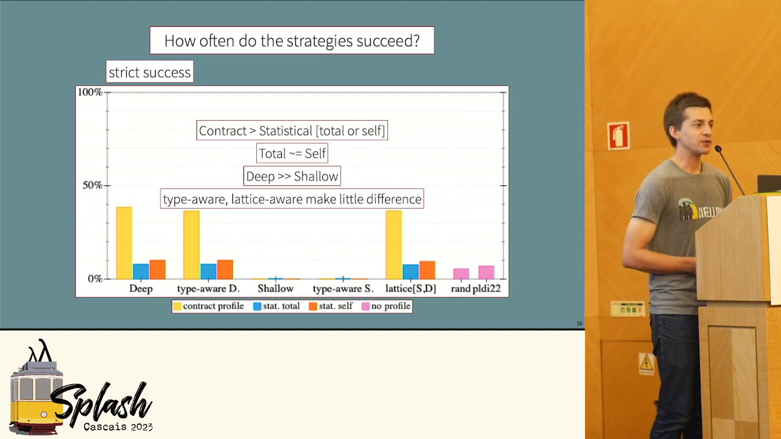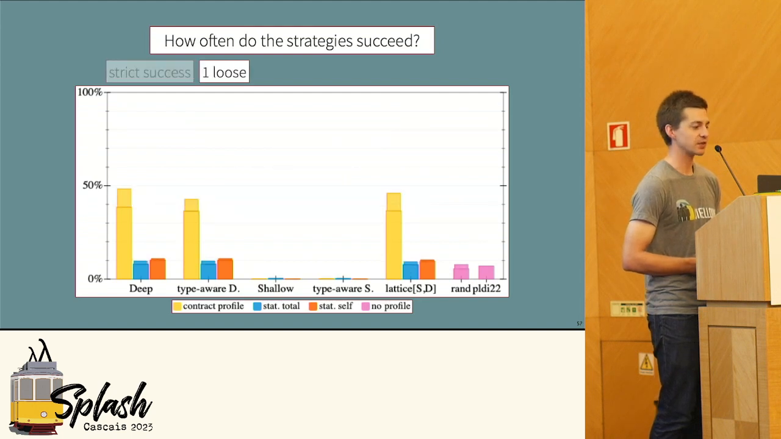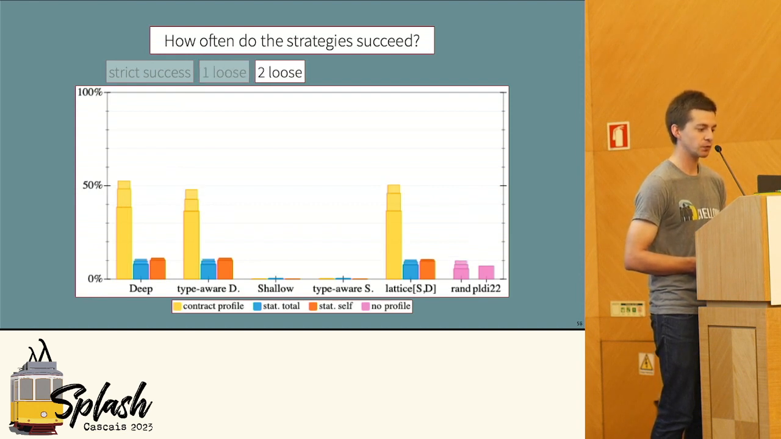Randomly changing boundaries is not very successful, and toggling is also rarely successful. So now what if we loosen things? Let's look at one slowdown along the way. Well, things get a tiny bit better, almost 10%. About 2, 3 loose. Again, incremental improvements.